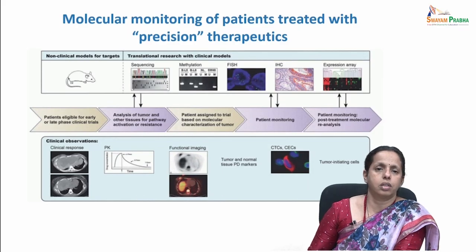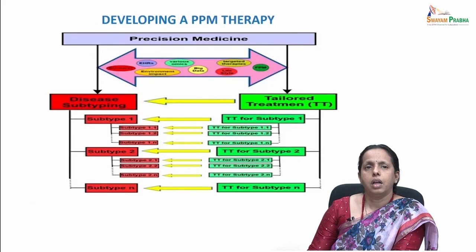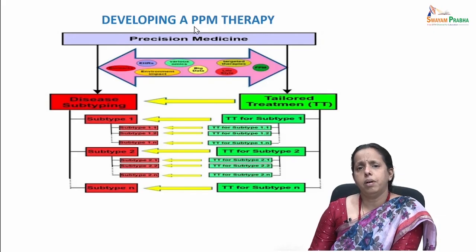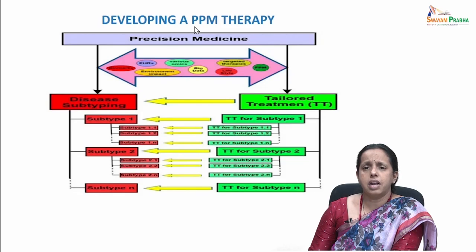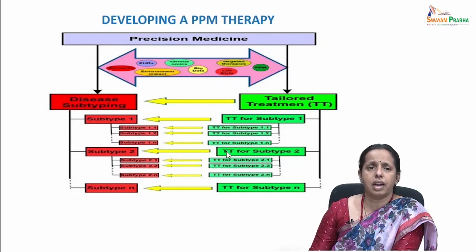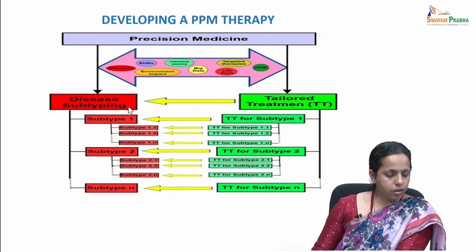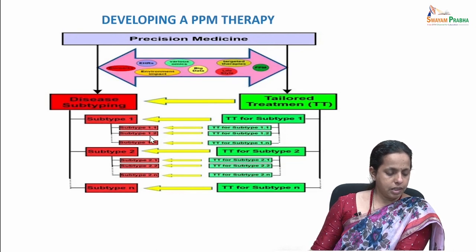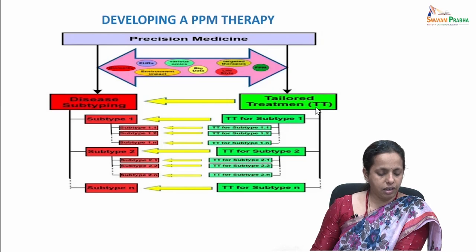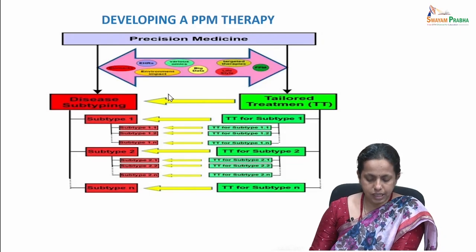Now, how do you develop a PPM model? The current personalized precision model is proposed to precisely classify patients into subgroups which share a common biological basis of disease, for more effective tailored treatment to achieve improved outcomes. So you have your disease subtypes: subtype 1, subtype 2, and subtype 3. You have the tailored treatment for subtype 1, then for each subtype. Just imagine, this is a fantastic scenario.